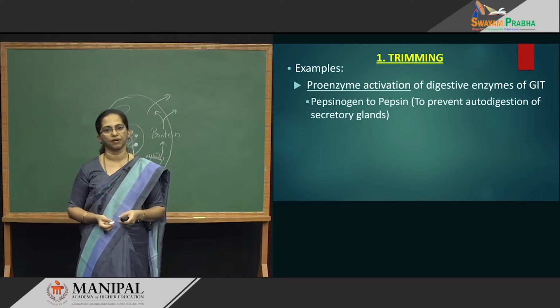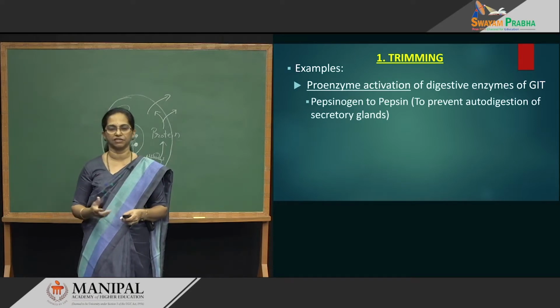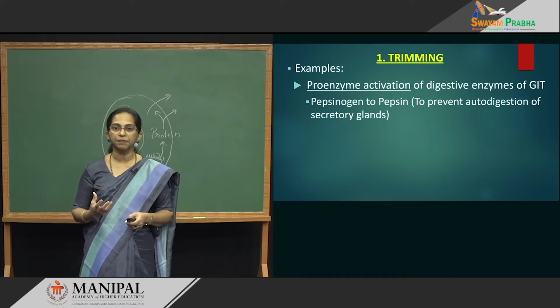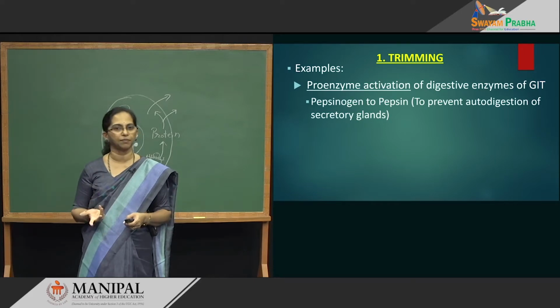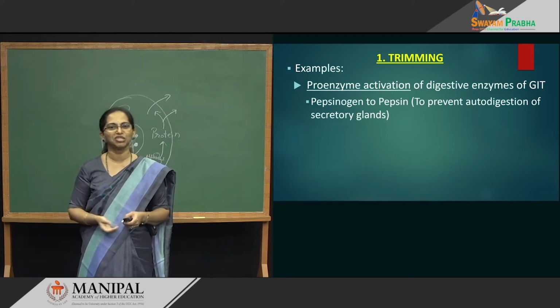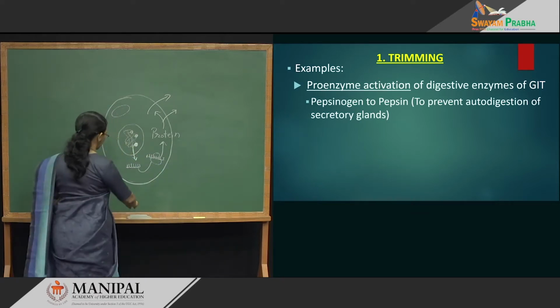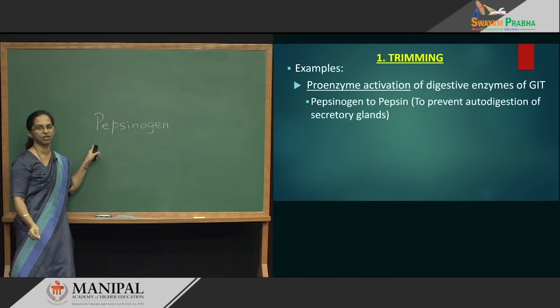The first example, proenzyme activation. Let us take the example of stomach. In the stomach we have pepsin. Why do we need pepsin enzyme? We need it to digest our proteins. Now, if you keep pepsin active all the time, you know what it will do? It not just digest your proteins, it will corrode your stomach wall also. So, after some time we will lose the stomach lining. So, pepsin is always secreted as pepsinogen. So, I will write it on the board for you. Pepsinogen is the original protein.